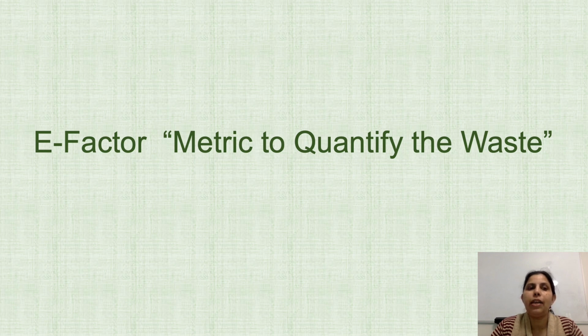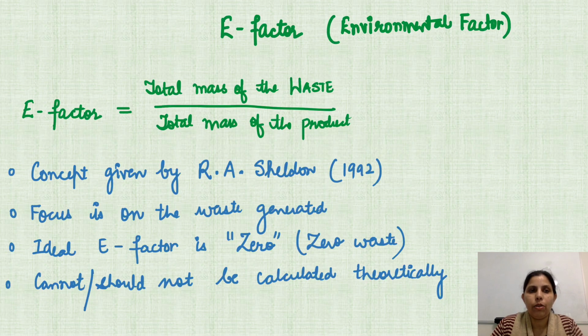E-factor is more related to the quantity of the waste, and it is more of a practical thing: you do the reaction and then you calculate the E-factor. It is associated with the first principle of green chemistry, which states that it is better to prevent waste than to treat it after it is formed. So E-factor is associated with the quantity of waste generated in a chemical reaction or a process.